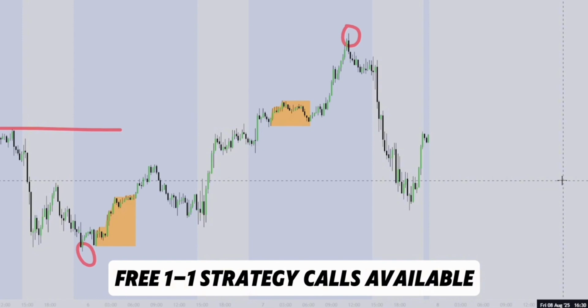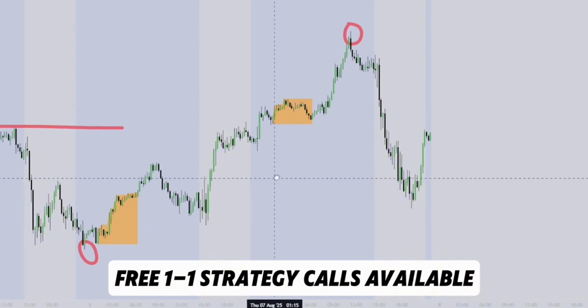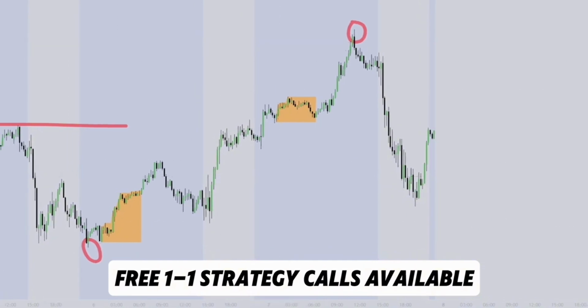The first of them is market structure. Now, market structure is important because you need to understand the overall direction of the market, right? So market structure can be seen as the market's vehicle. Now, once you have market structure down, the next thing you want to focus on is your dealing range.